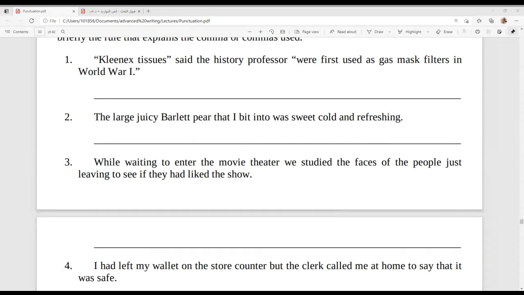While waiting to enter the movie theater, we studied the faces of people just leaving to see if they had liked the show. Yes. I had left my wallet on the store counter, but the clerk called me at home to say that it was safe. But, yes.